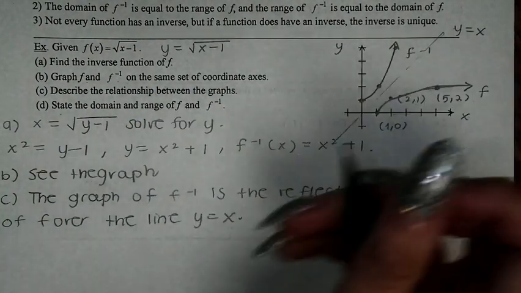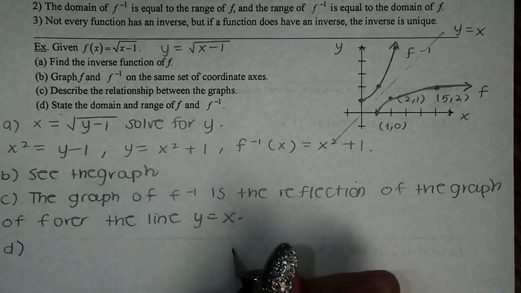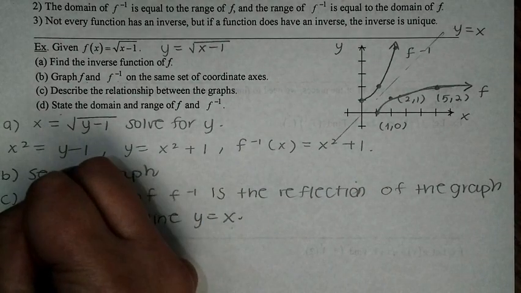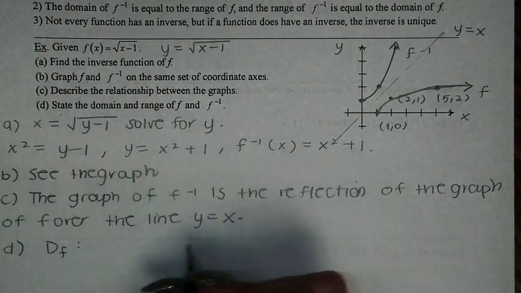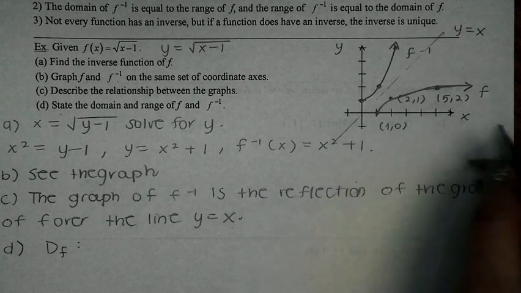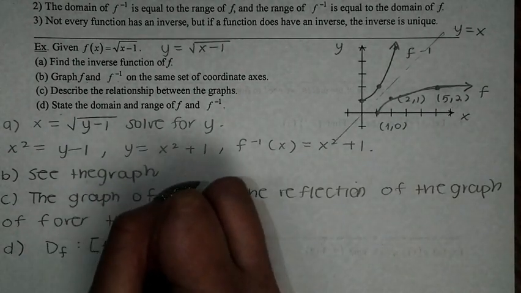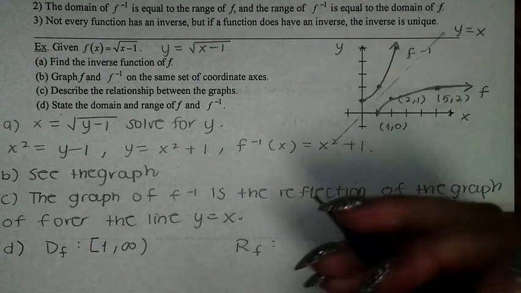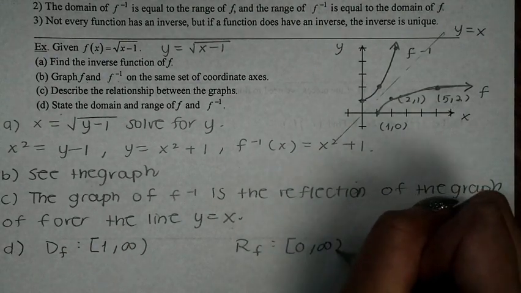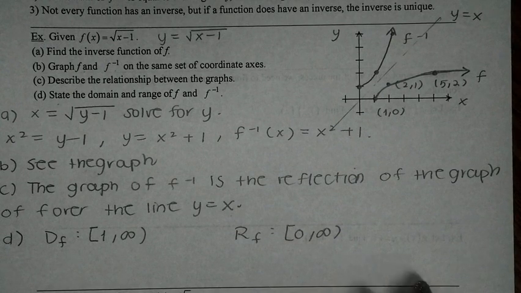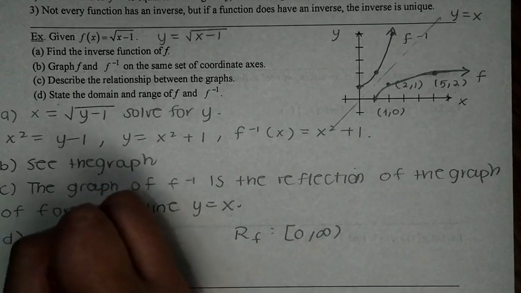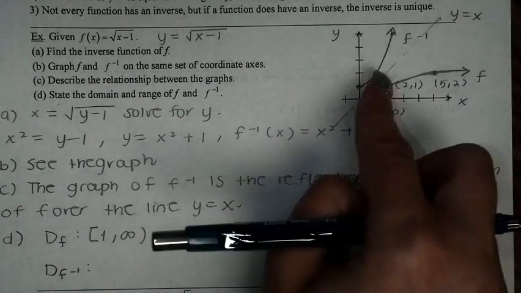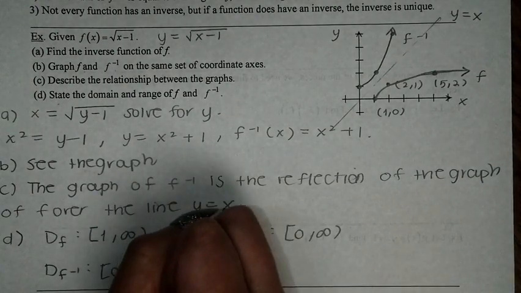Then that's the description. Then for D, they tell you to state the domain and range of the original and the inverse. The domain of the original, we already mentioned, is from 1 to infinity, and this is inclusive. The range of the original is from 0, the lowest, to infinity. Now, it's pretty easy to figure out the domain of the inverse, because we have several ways of finding it. Either you flip them, or you can also look at the graph. Both of them need to be consistent, obviously.